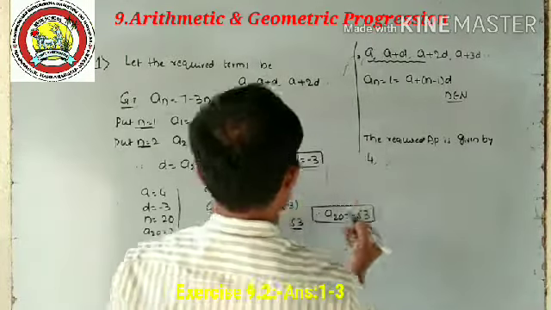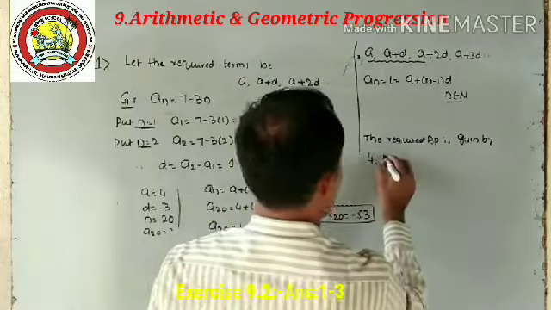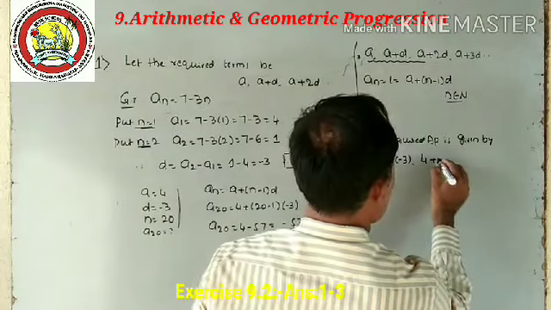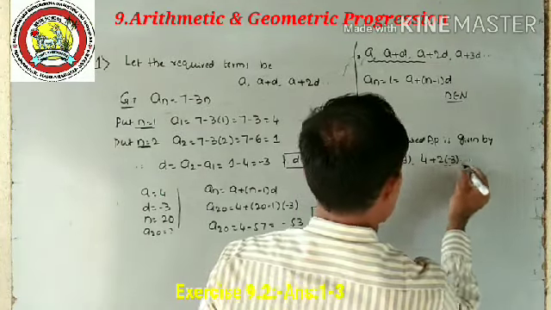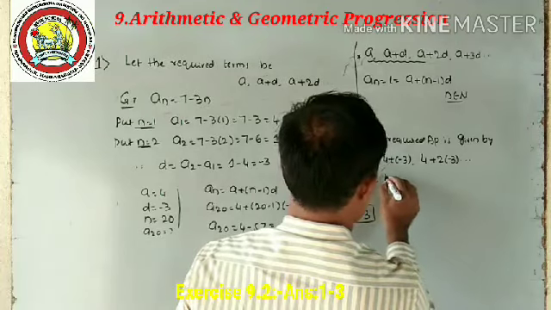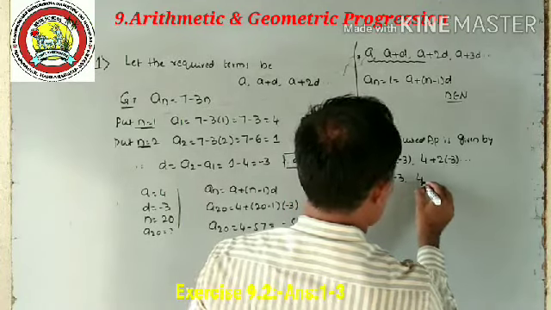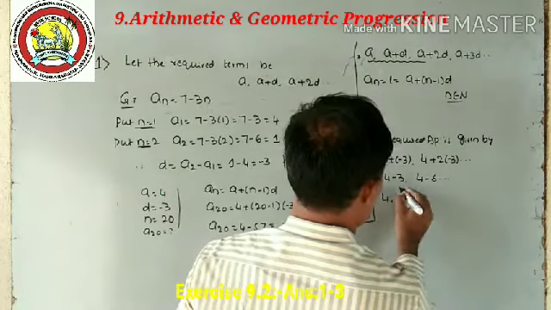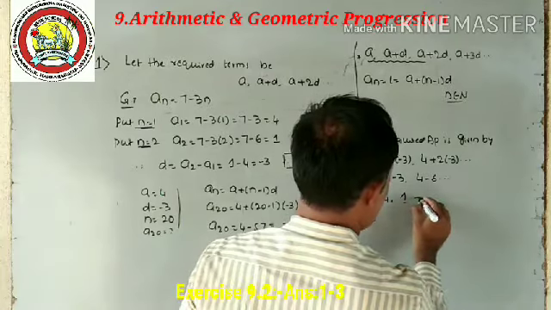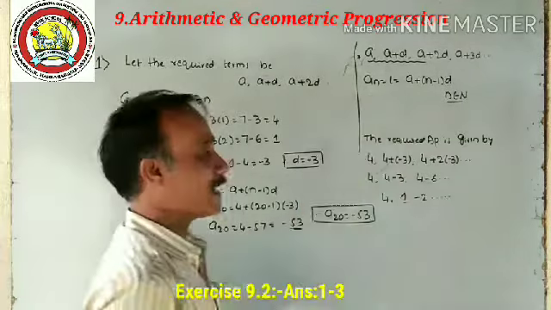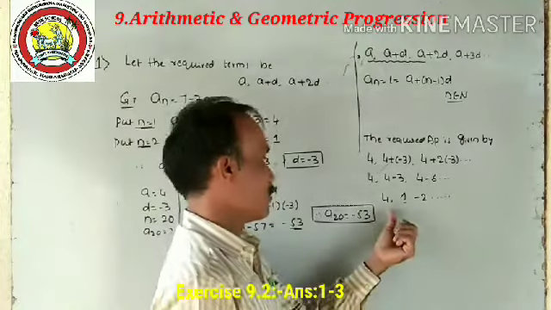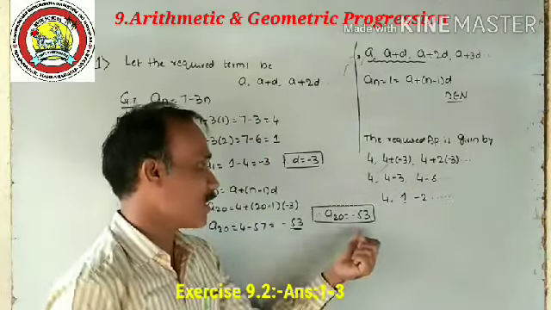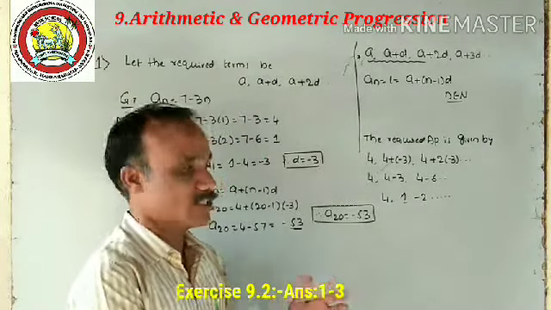Next, A plus d is 4 plus (minus 3), and A plus 2d is 4 plus 2 into (minus 3). So the terms are 4, next 4 minus 3, that is 1, next 4 minus 6, that is minus 2. So this is the required AP. The first three terms are 4, 1 and minus 2. The 20th term is minus 53.